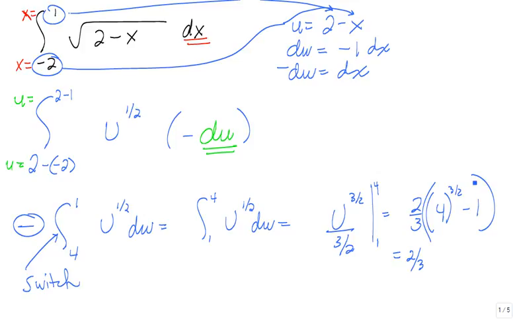The square root of 4 is 2. 2 to the 3rd is 8. 8 minus 1 is 7. So this is 14/3. Remember, with a definite integral, you get a number answer.